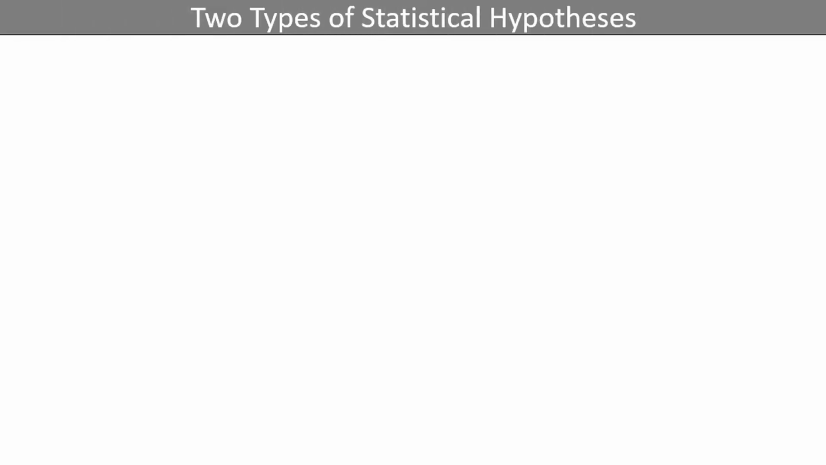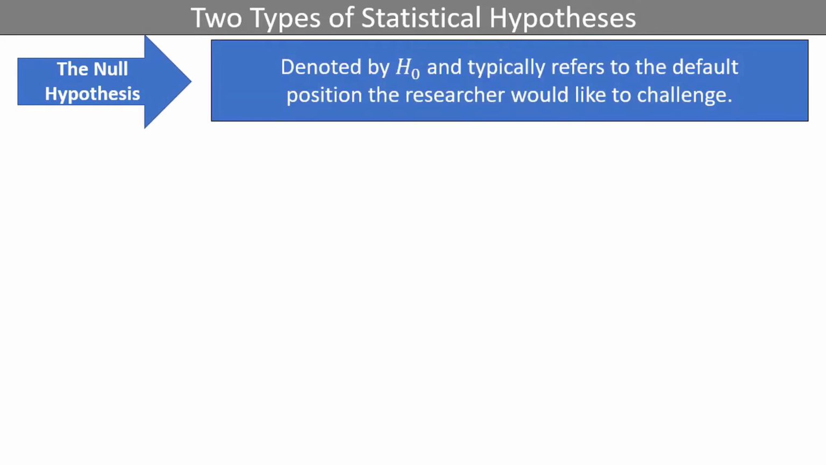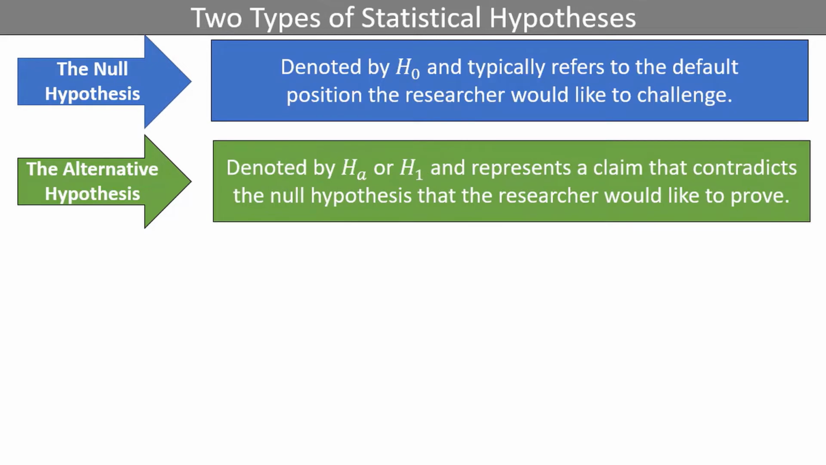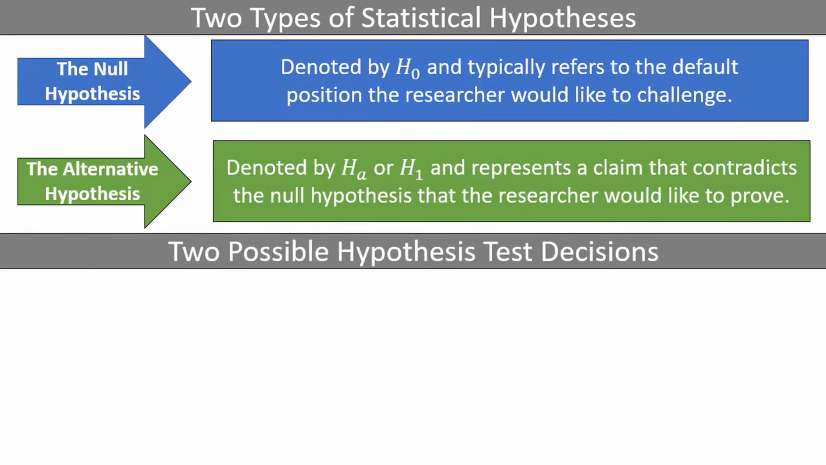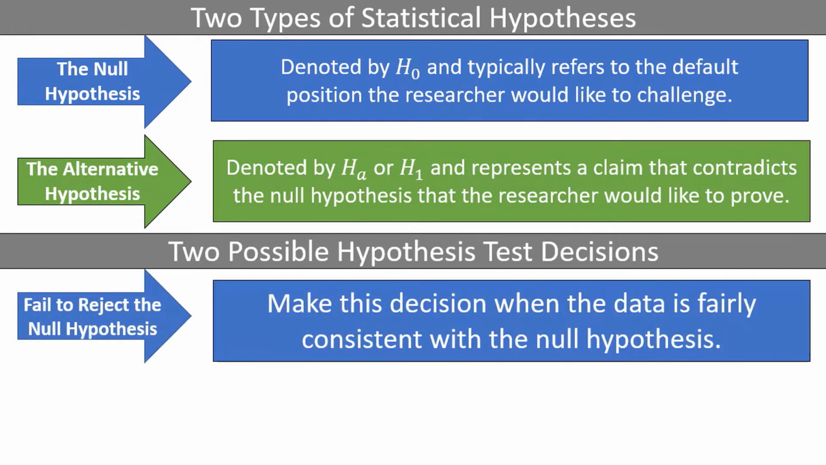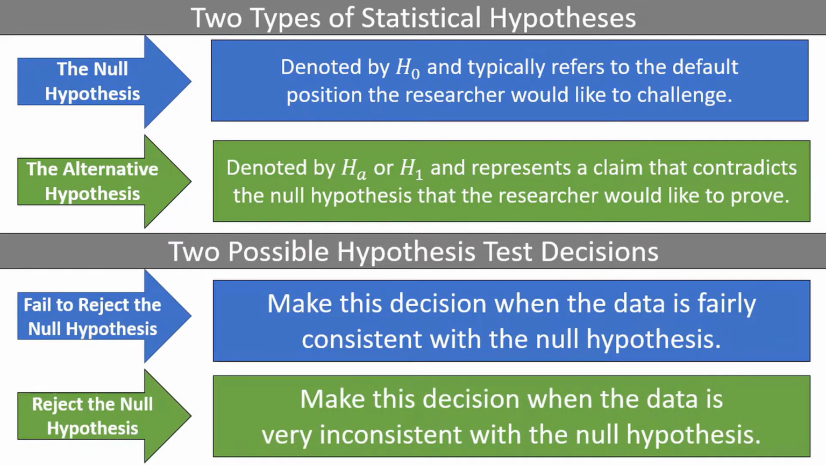In the last video, I mentioned that there are two hypotheses in any hypothesis test. The null hypothesis, which typically represents a status quo default position or historically accepted claim, and then we have the alternative hypothesis, a claim contradictory to the null hypothesis that needs to be researched. We discussed that the two possible decisions for a hypothesis test are to fail to reject the null hypothesis or to reject the null hypothesis.